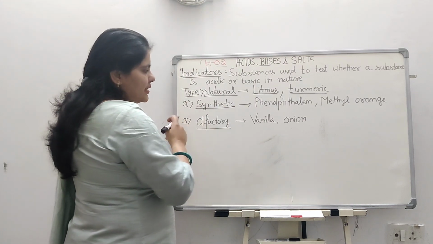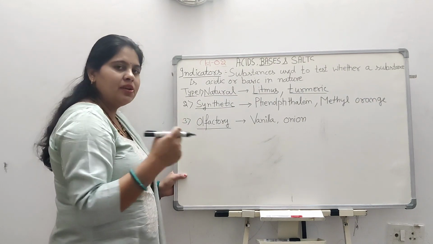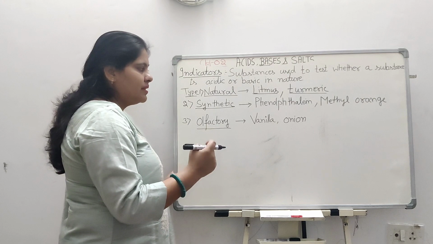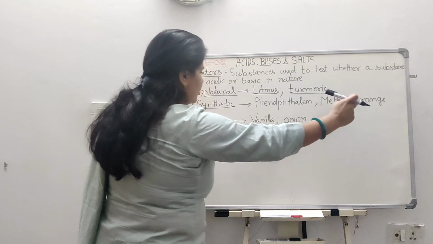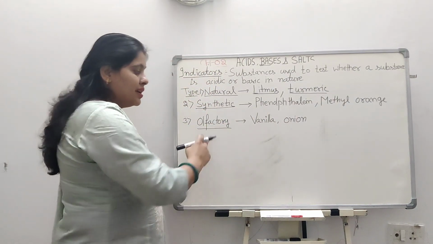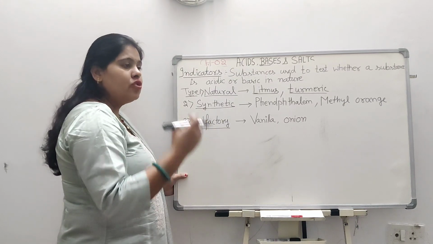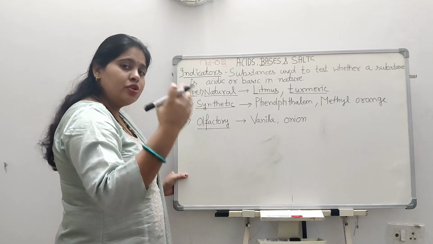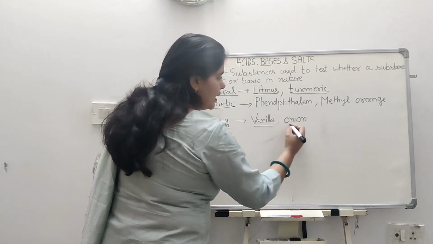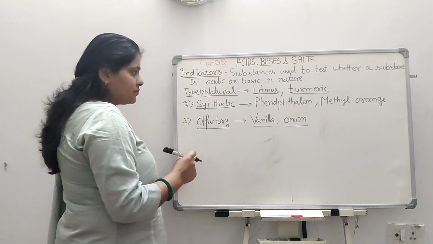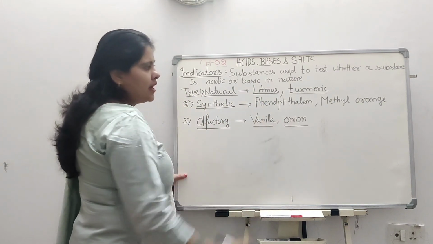Next is the synthetic. Synthetic indicators means man-made indicators, man-made chemicals which help in distinguishing between acidic substance and basic substance. Examples of synthetic indicators are phenolphthalein and methyl orange. Now olfactory indicators. Olfactory indicators are substances which, through their smell, help in distinguishing between acidic substance and basic substance. For example, vanilla and onion.